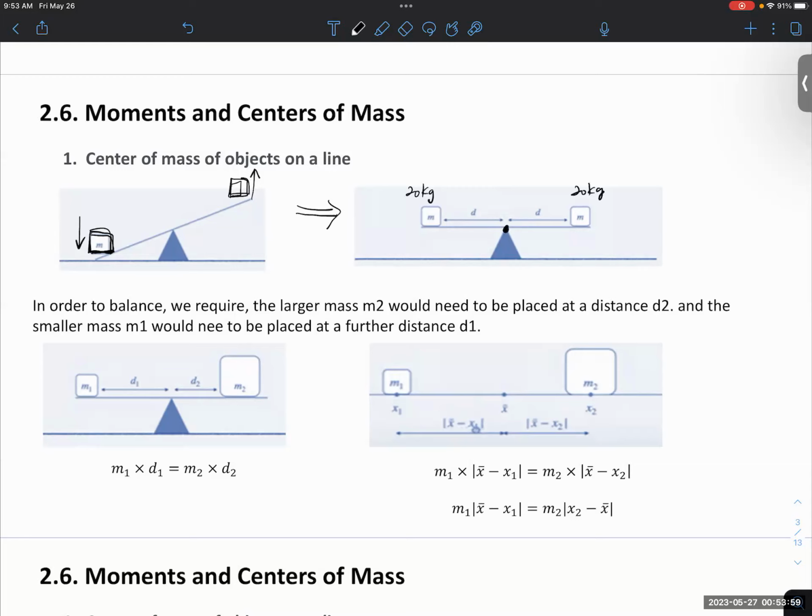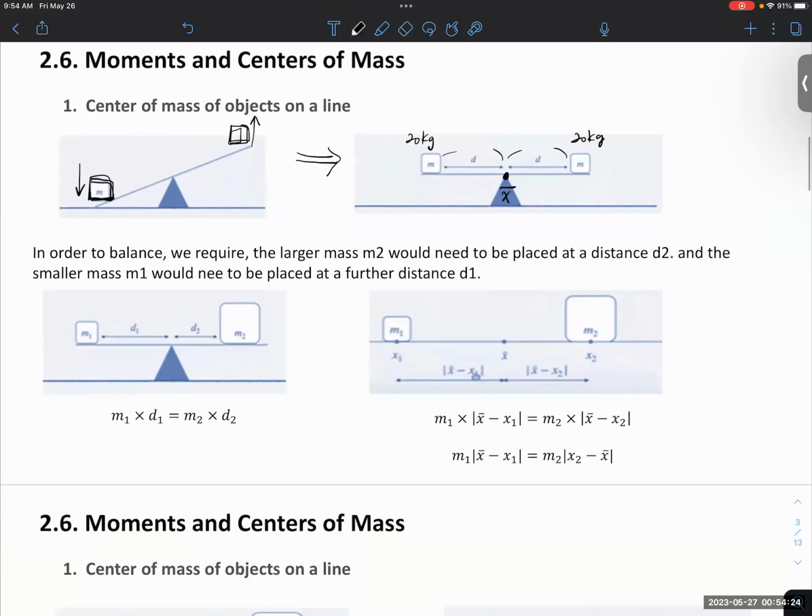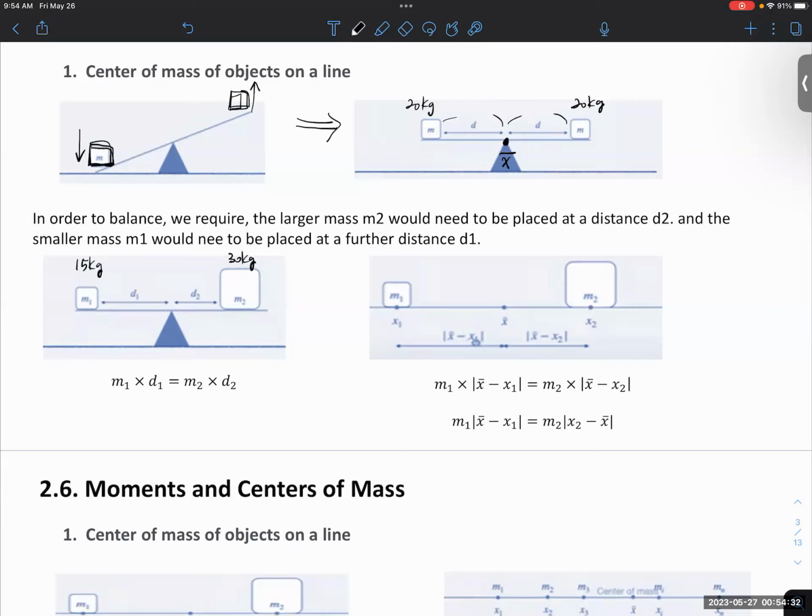To find the balancing point, let's say x bar, between two items which have the same weight, you just need to have them the same distance away, and then you find the balancing point. This is a very basic idea. But what if we have different weights? Let's say you have 30 kilograms here and 15 kilograms here. This time, you definitely have difficulty finding the balancing point.